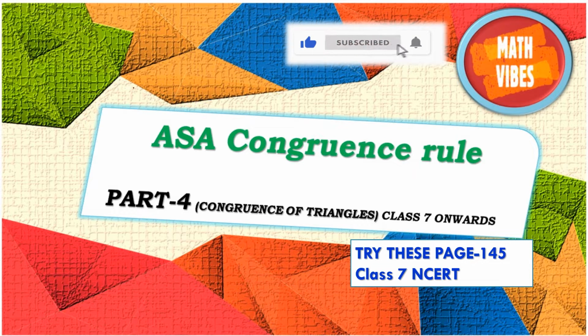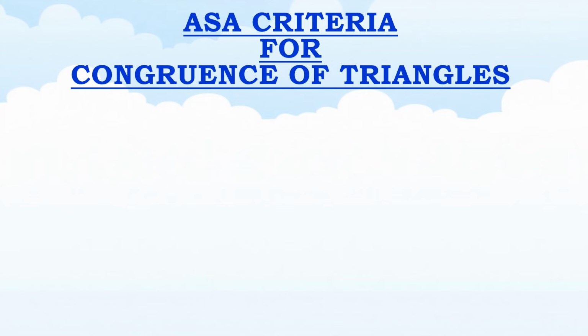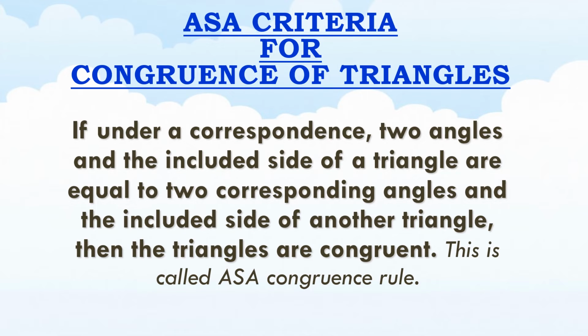Let's learn about the ASA rule now. So what is the ASA criteria for congruence of triangles? The mathematical definition says that if under a correspondence two angles and the included side of a triangle are equal to two corresponding angles and the included side of another triangle, then the triangles are said to be congruent. This is called the ASA congruence rule.